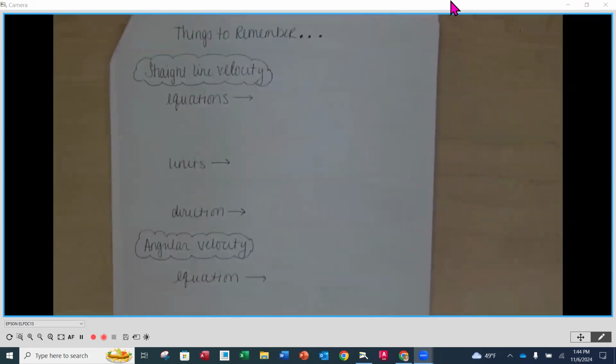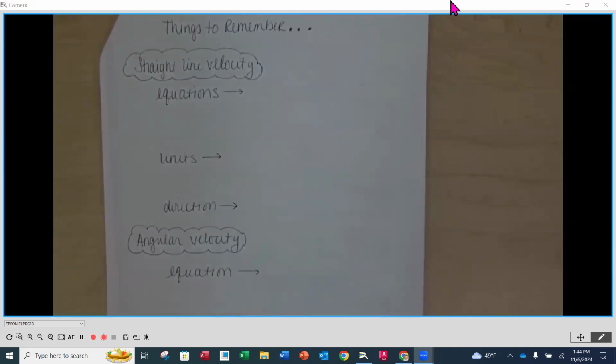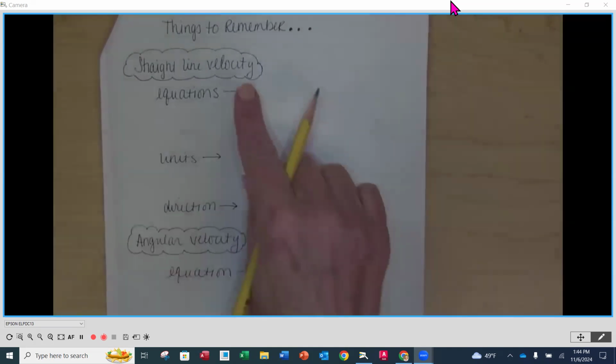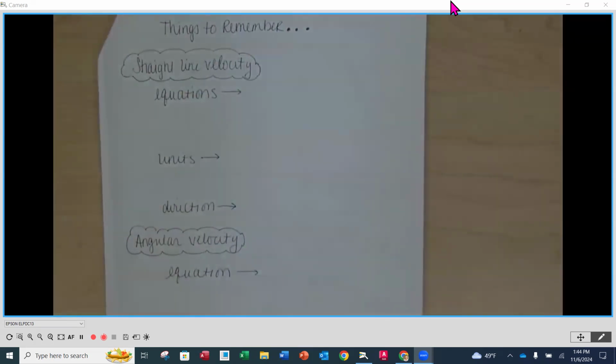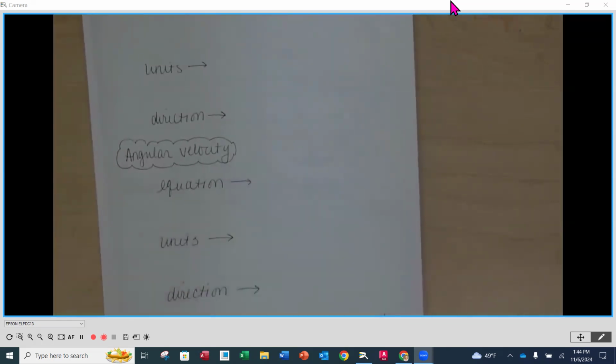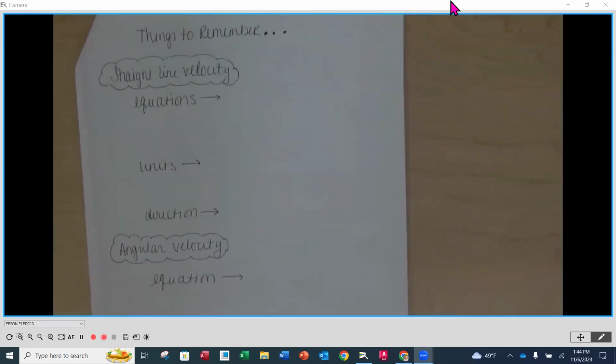Page 5. Things to remember. I'm going to give you 1 minute to fill in any information pertaining to, at the top here, straight line velocity. What are the equations? What are the units? What is the direction? Angular velocity, equations, units, directions. Okay, just write things down. All I want you to do is just write some things down, and then we're just going to make sure that you have kind of the highlights.